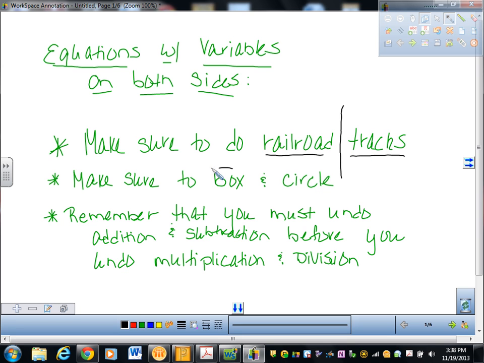Also, you need to make sure that you box and circle. We need to be able to tell which like terms need to be combined. So all the boxes need to be put together and all the circles need to be put together, so you need to make sure you take care of that. Also, you need to remember that addition and subtraction must be taken care of first, and that multiplication and division are taken care of afterwards. So you need to do addition and subtraction first.